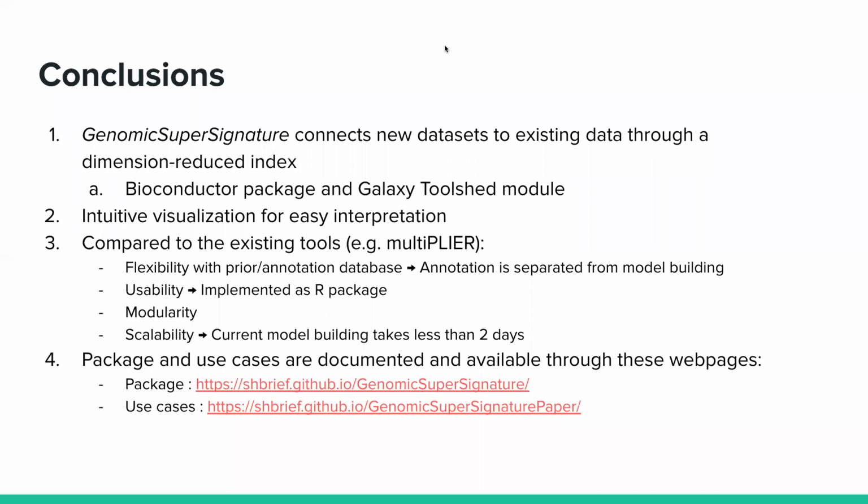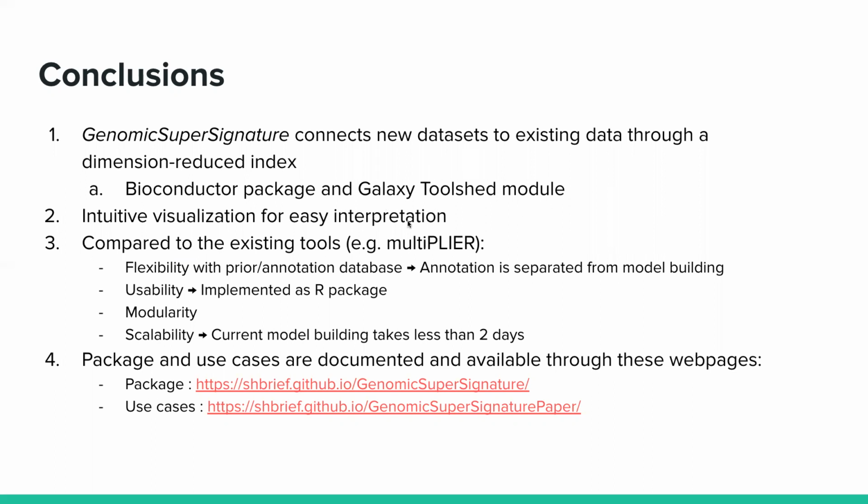So just to summarize, genomic supersignature helps to connect new data sets to existing data through a dimension-reduced index. That dimension-reduced index allows you to do all of this in fractions of a second. So I didn't show any demos of those things, but the longest part here is the download of that index, which on a reasonable internet connection just takes a few seconds, and then the lookups against it are all very, very fast.